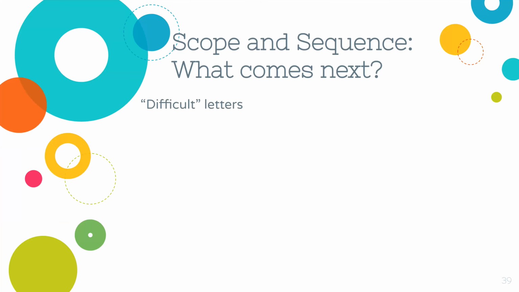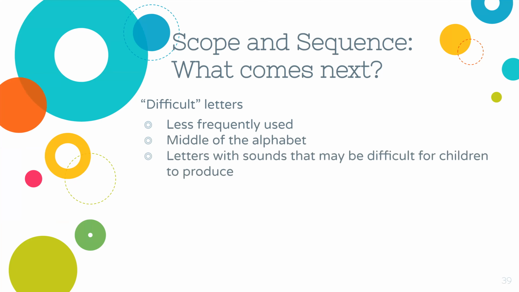And then once you've started tackling some of those easier letters, those high utility letters, letters in student names, you can move on to some of the more difficult letters. These are the letters that are less frequently used, letters in the middle of the alphabet, letters with sounds that may be difficult for children to produce. So I want you to think about what you're hearing during phonological awareness time with your children.